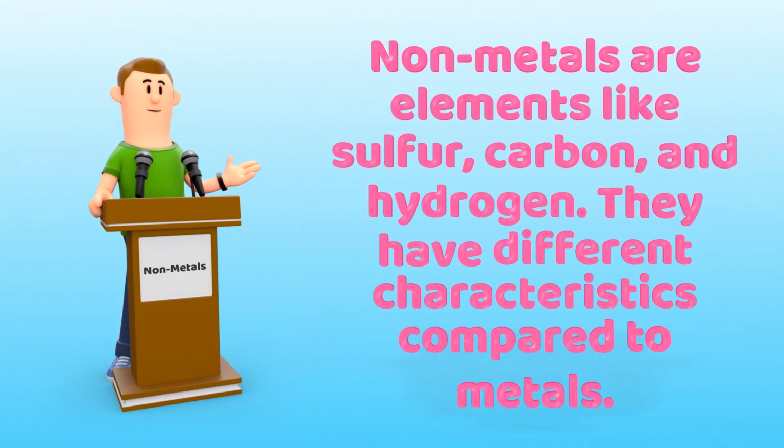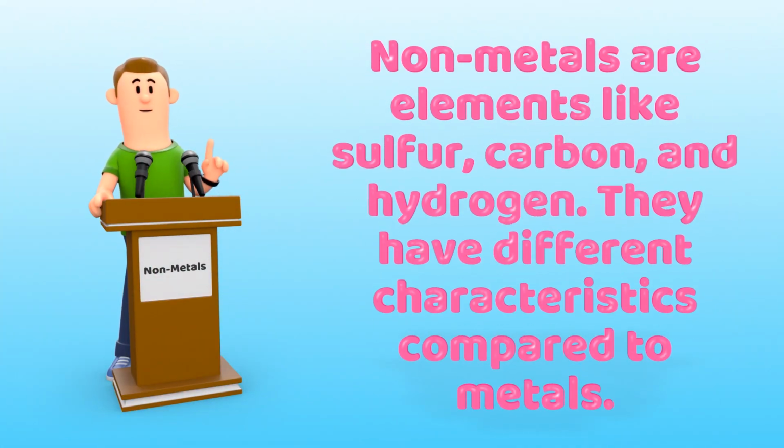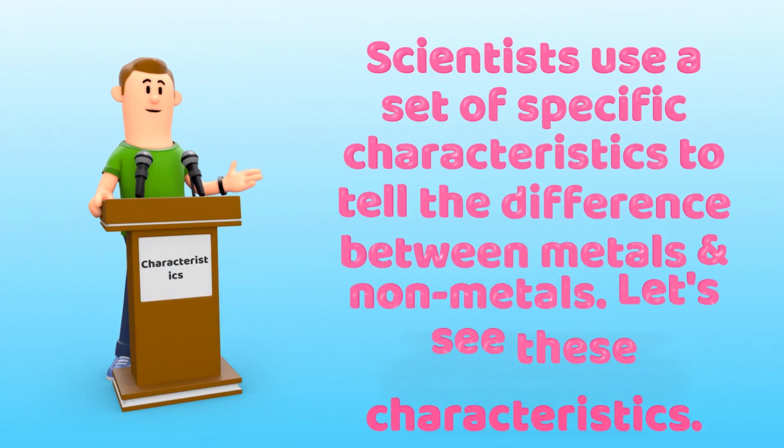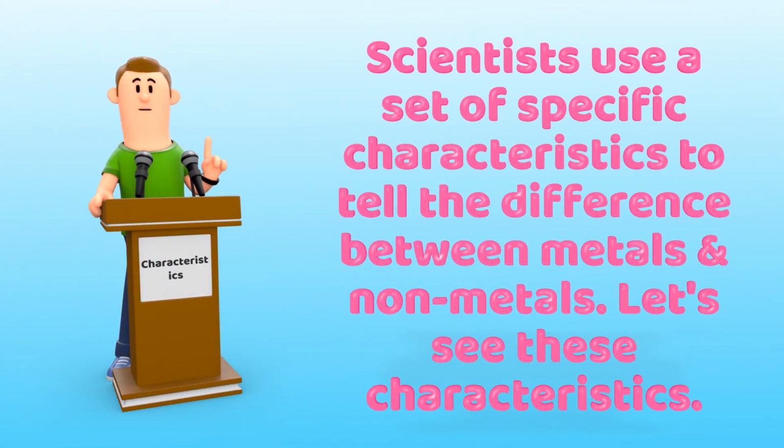Okay, we are now going to see about non-metals. Non-metals are elements like sulfur, carbon, and hydrogen. They have different characteristics compared to metals. Now we are going to see the characteristics of metals and non-metals. Scientists use a set of specific characteristics to differentiate between metals and non-metals.